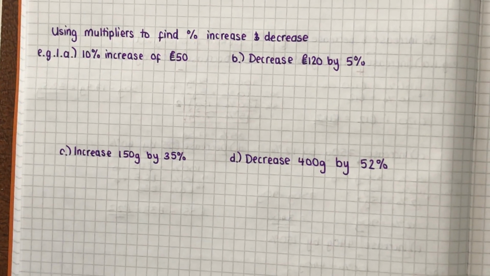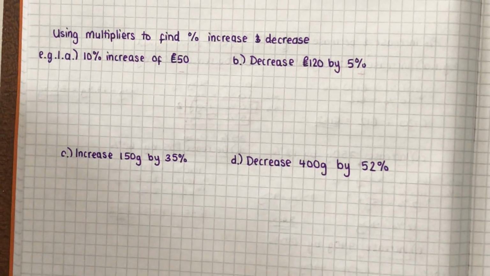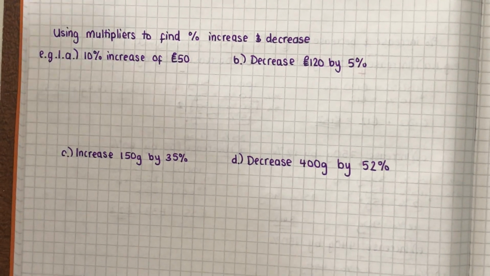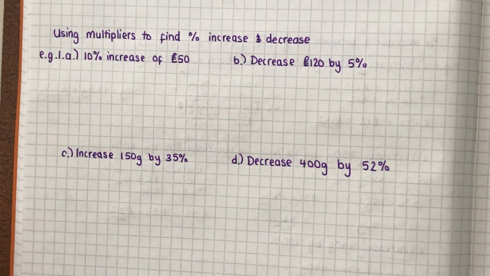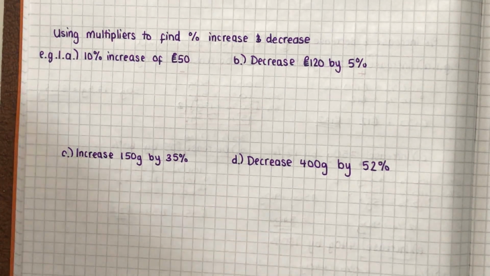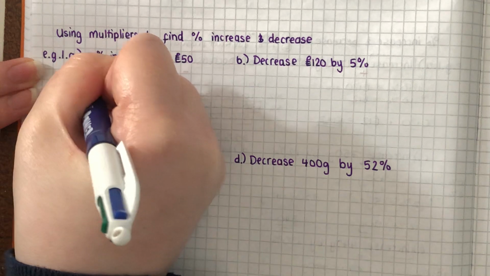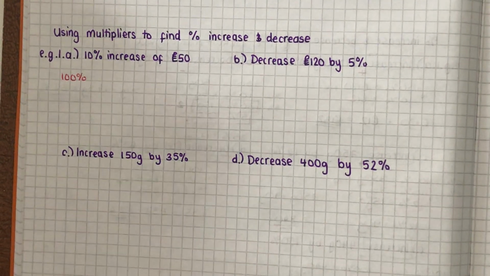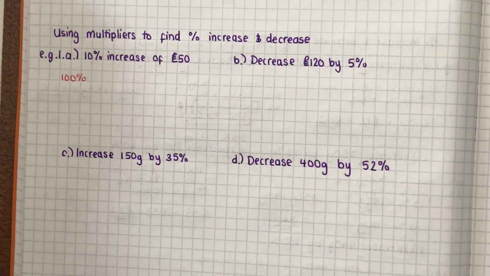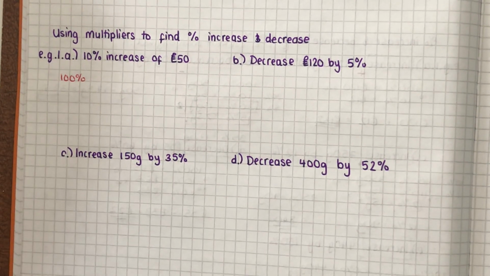Okay, so for this one we're still going to be using multipliers, but we're going to use them to be able to do increase and decrease. Now it is very similar to what I've done before. There is just an extra step when we're finding the multiplier. So to begin with, when I did the original percentages, I always said that you start with 100%. That is the total amount that's originally there. So this 100% would be the 50.